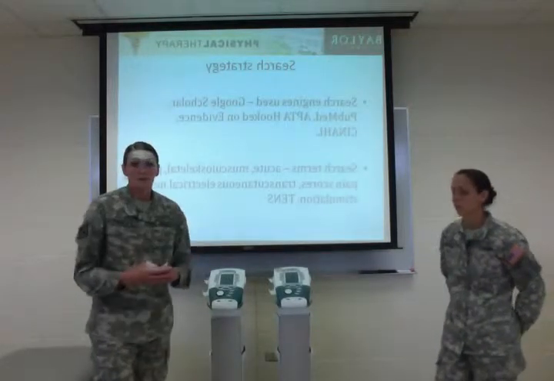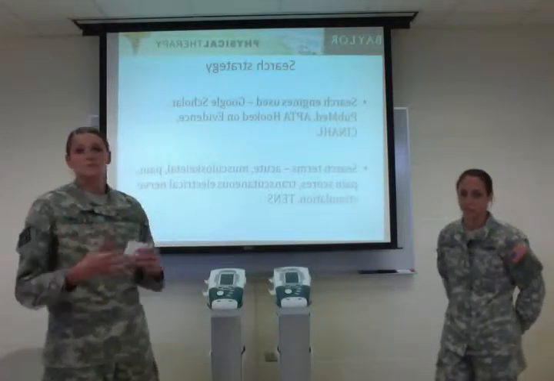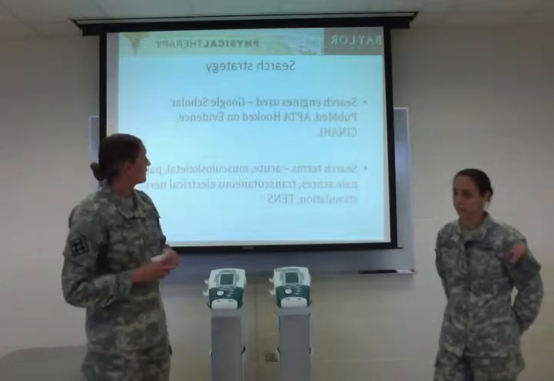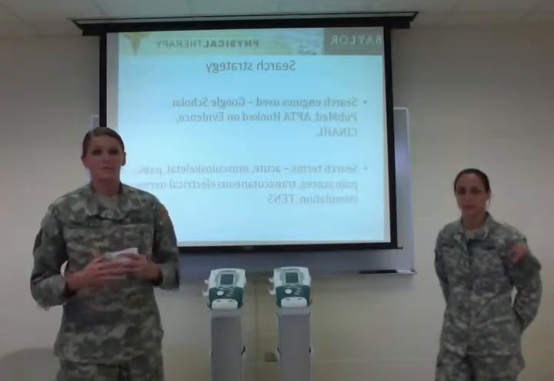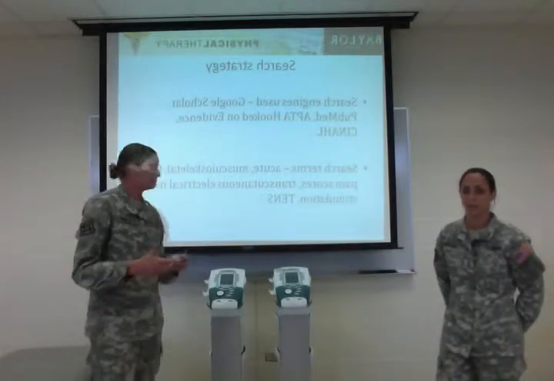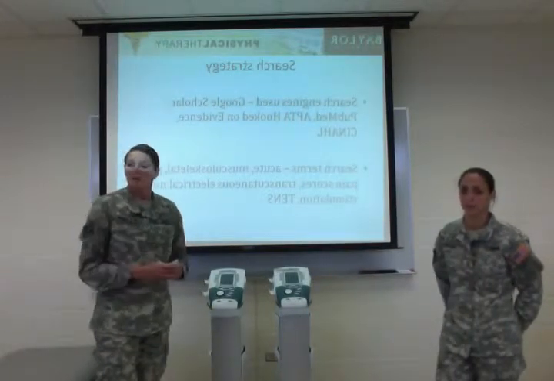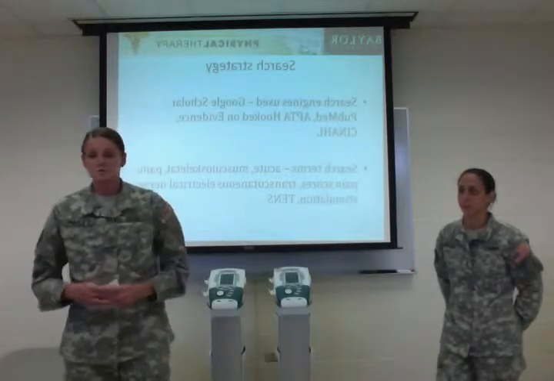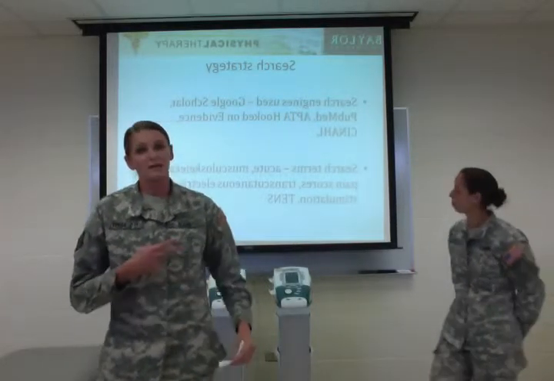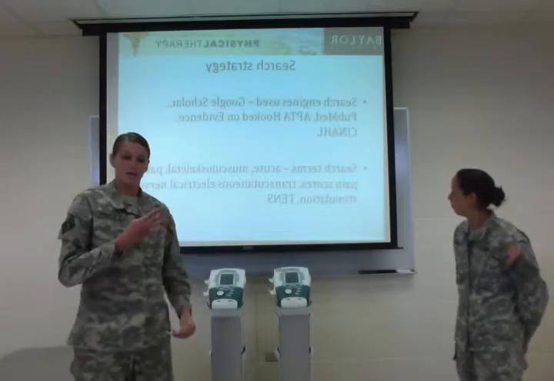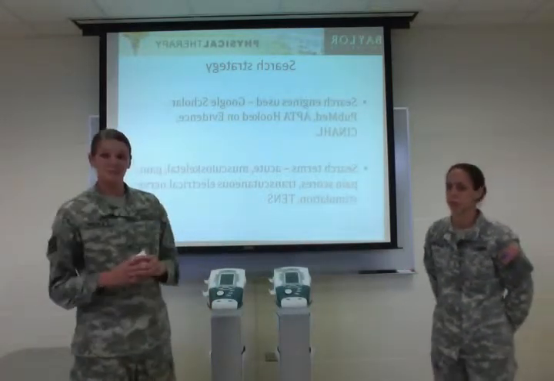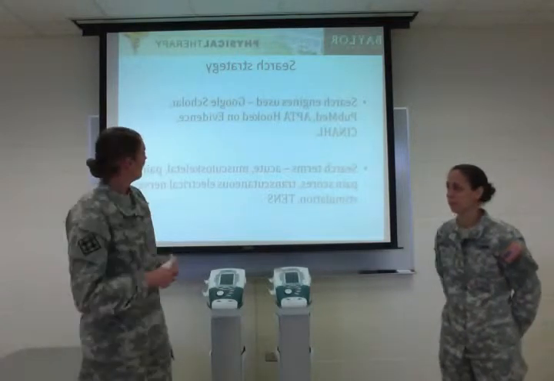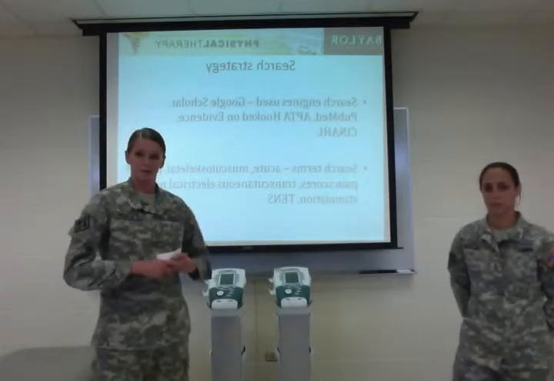So our search strategy was pretty basic. We looked over some search engines such as Google Scholar, PubMed. The APTA Hooked on Evidence was super helpful. A lot of really good articles on there. In terms of search terms, pretty much everything from the PICO question, we were looking at acute pain, musculoskeletal pain, TENS, no TENS, transcutaneous electrical nerve stimulation, and yeah, pain and pain scores.